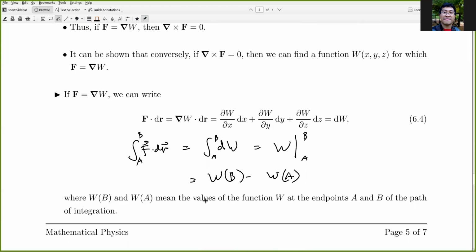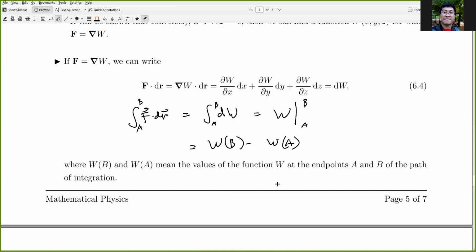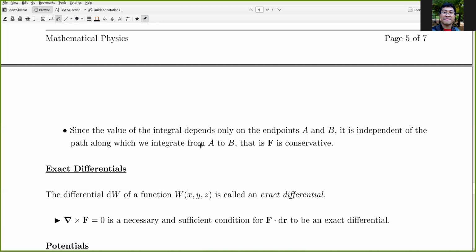So w(b) and w(a) mean the values of the function w at endpoints a and b of the path. So regardless of the path, it only depends on the values at the endpoints. It's independent of the path. If f is written like this, this means that f is conservative, since the value of the integral depends only on the endpoints, it is independent of the path along which you integrate from a to b. That is, f is conservative. The differential dw is called an exact differential.